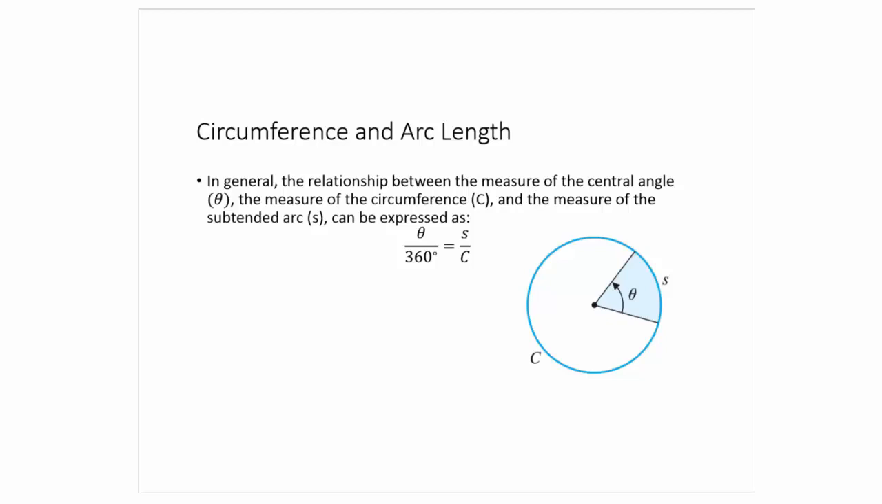And notice basically what I did was I multiplied both sides by c. And so I found that the arc length s was theta over 360 degrees times the circumference. The portion of the circle, the amount of rotation, times the circumference. So you can use the proportion, or you can think of it as a part of the circumference. Either way works. Let's see one more example.